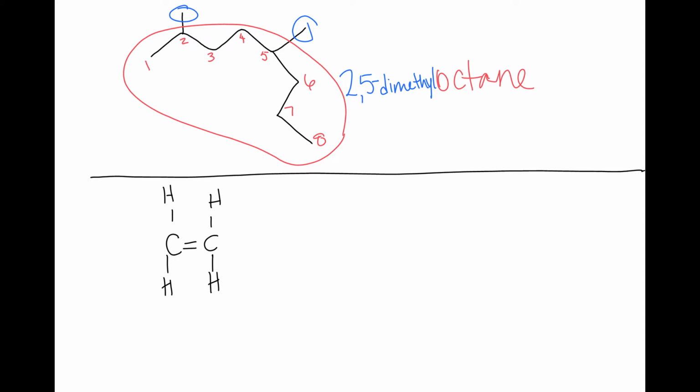Its generic formula is CnH2n. And remember, that's because I've got a double bond that's taking up a space. This one is named ethene, E-N-E. This part is the suffix. It's because it's an alkene. Up here, they were only single bonds, so they were alkanes. So it ends in A and E.